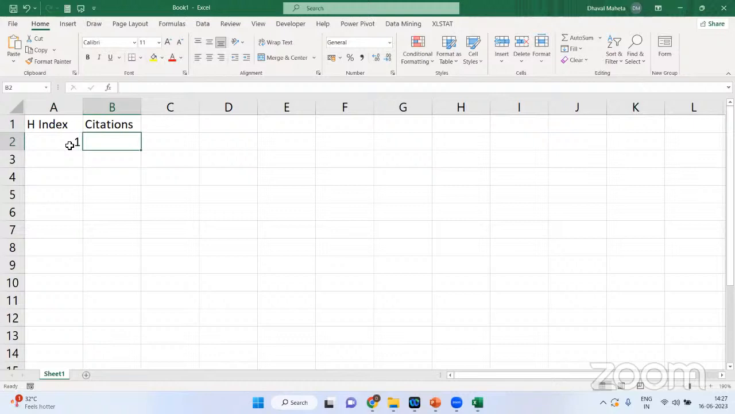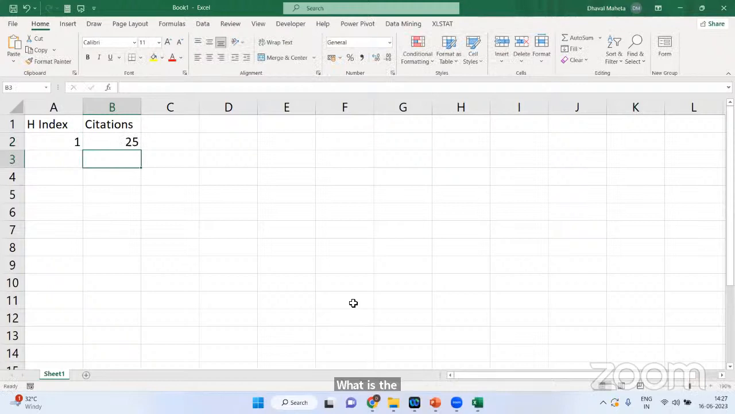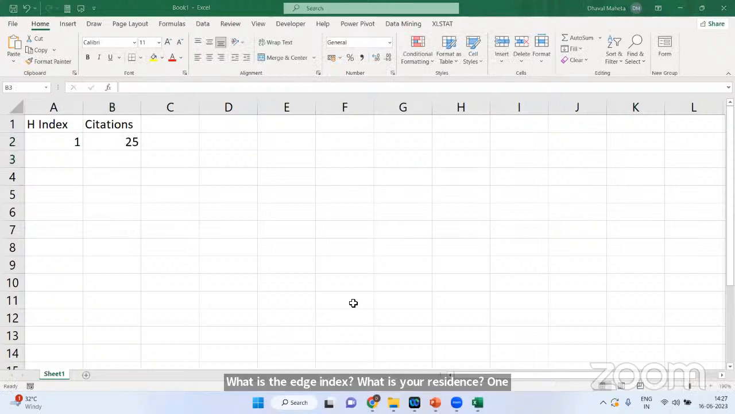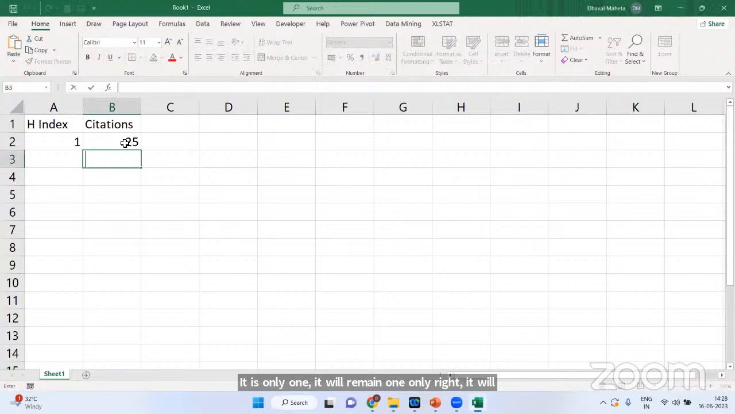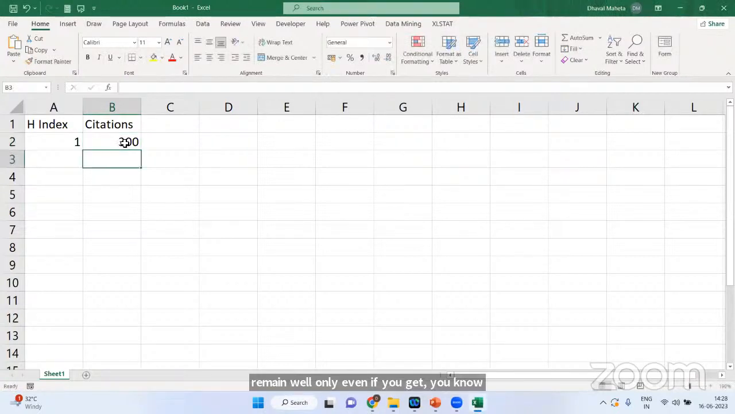Now you have published one paper in a good quality journal and your citation rate is increasing. What is your H index? One paper. What is your H index right now? Please write the answer. It is only 1. It will remain 1 only. Even if you get 300 citations, your H index remains the same.